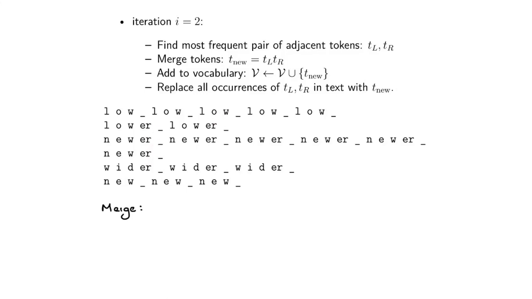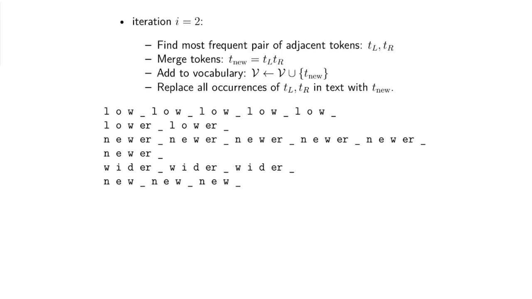So this is a good question. The question is, do we still have in our vocabulary separate E's and R's as well as the ER together? And the answer is yes, because here we've got an E that occurs on its own without an R, right? So that's still in our vocabulary.